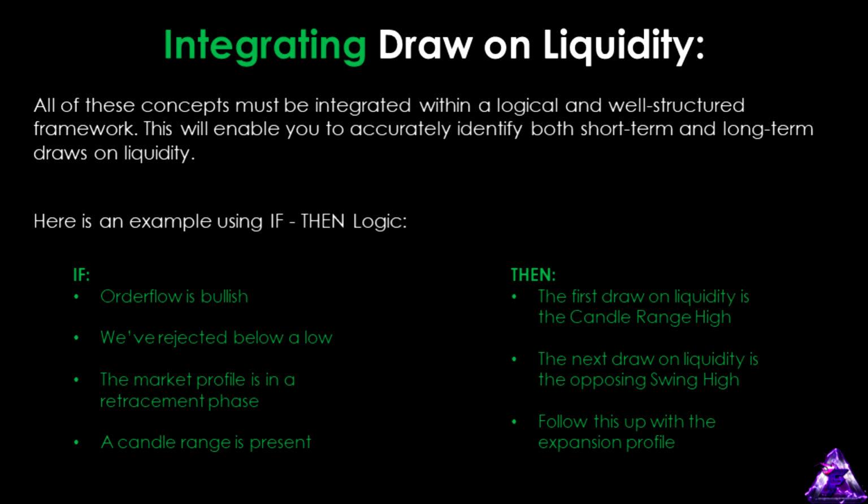If the order flow is bullish, if the price has rejected below a low, if the market is in a retracement profile and it's almost complete, and if a candle range is present. Then based on all of these if conditions and hypotheses, the outcome for price would be to first target the candle range high as the draw on liquidity. Eventually, the opposing end of the range, or the swing high, would become the long-term draw on liquidity, indicating an expansion profile to the upside.